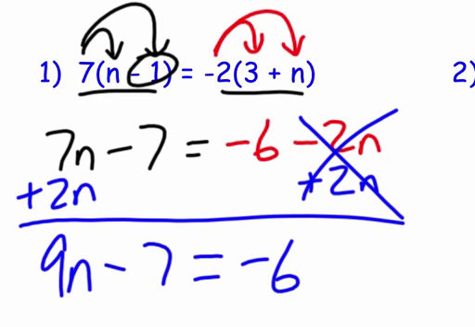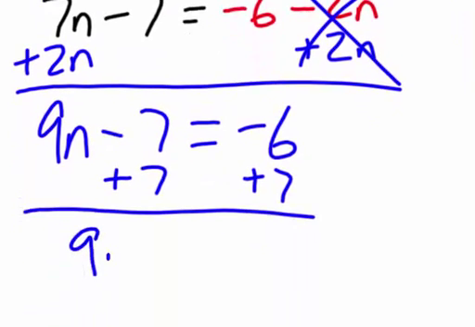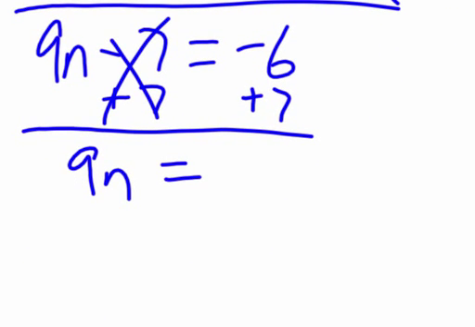That's gone. And now get your variable by itself. Do the inverse. Inverse of -7 is +7. Whatever you do to one side, do to the other. Bring my 9n down. These are gone. Bring my equal sign down. And -6 plus 7 is a positive 1. And 9n, so 9 times n, the inverse is divide by 9. If I do it to one side, I do it to the other, that's gone.